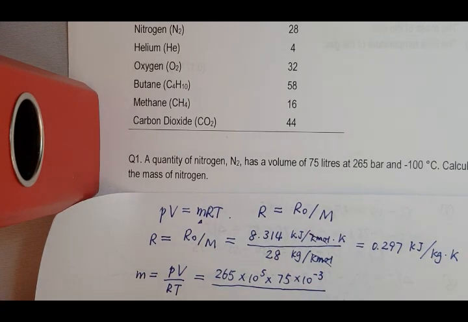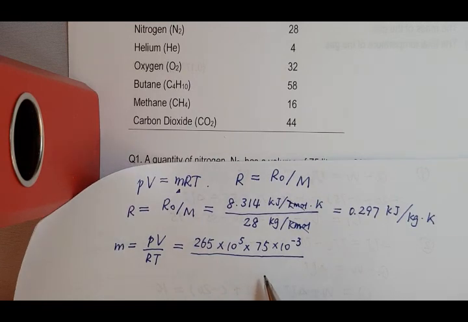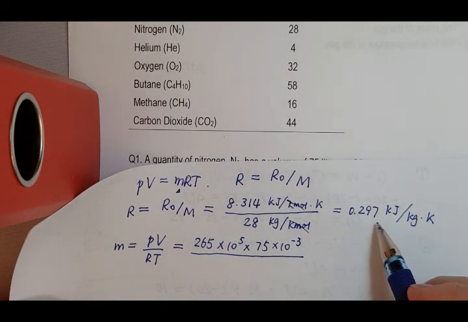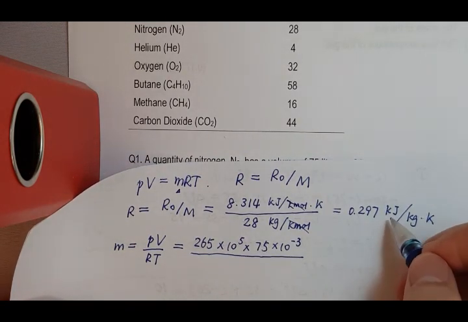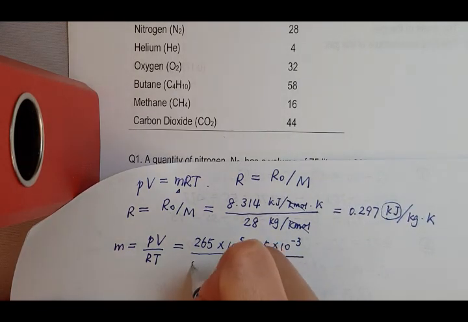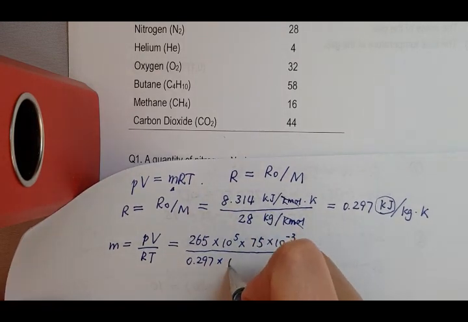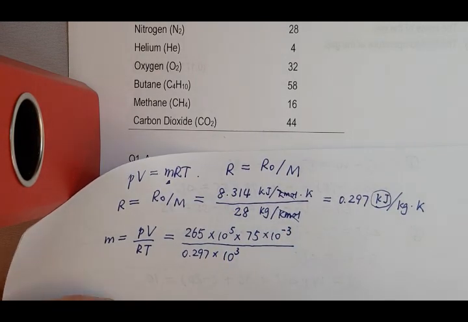Divided by R, which we have already calculated here. But be very careful, this is actually a very common mistake. That unit is in kilojoule, and kilojoule is not an SI based unit, so we need to convert by times 1000 so that we get joule.